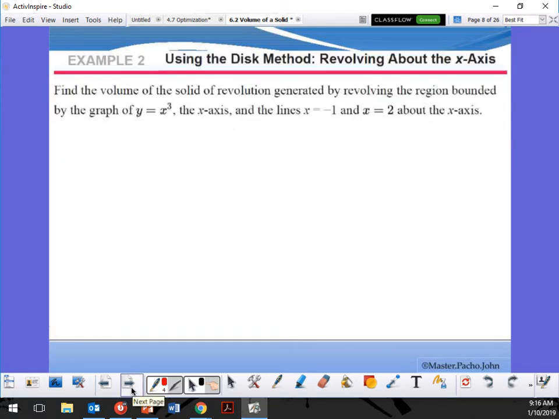All right, find the volume of the solid of revolution generated by revolving the region bounded by the graph here, the x-axis, and the lines x equals -1 and x equals 2 about the x-axis. Okay, so that means it's going to be just like that previous picture that I diagrammed. So my lower is going to be what? Upper. My function.